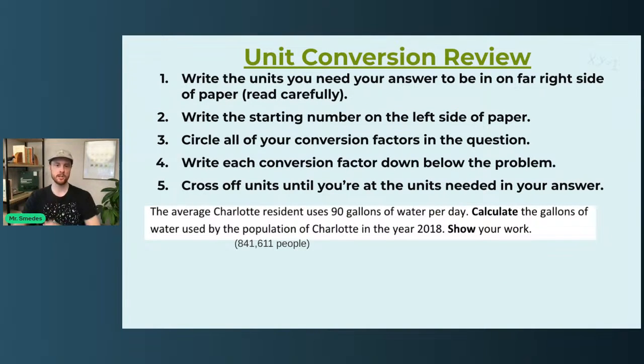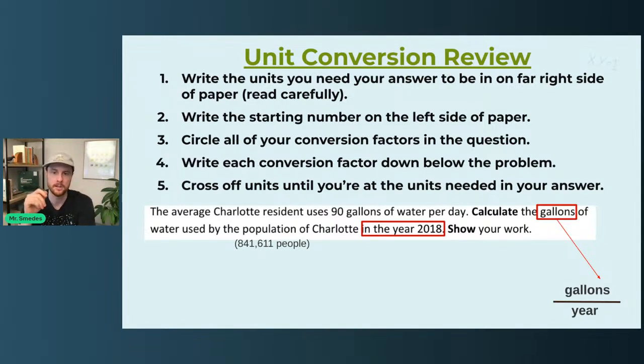All right, unit conversion. So if you're struggling with unit conversion, these steps can really help, I think. The first step is to write on the far right-hand side of your paper the units you need to get your answer into. When I teach math to my students, I always tell them on the far right side of your paper, get the units that you need. So you need to calculate the gallons of water used by the population of Charlotte in 2018. So we're going to put gallons per year over on the far right side of our paper.